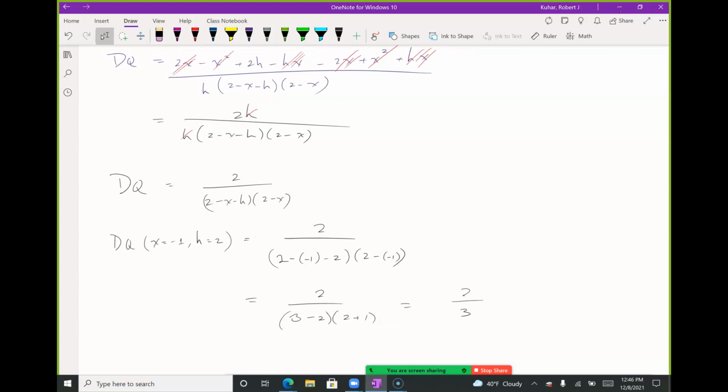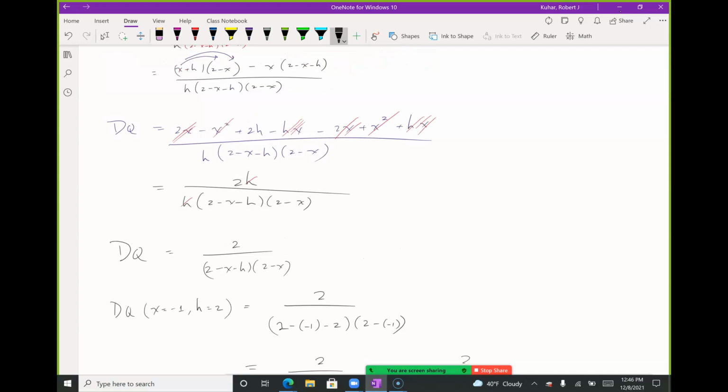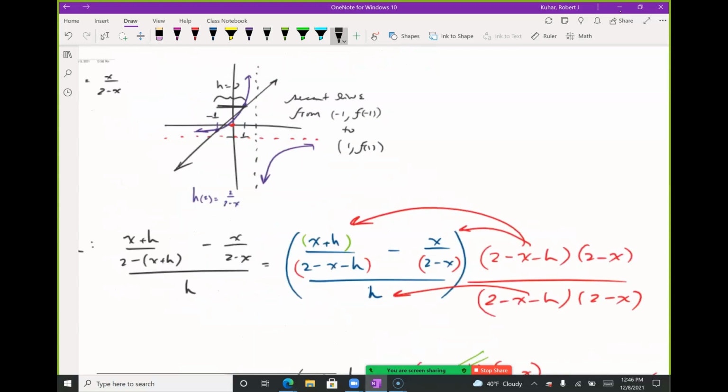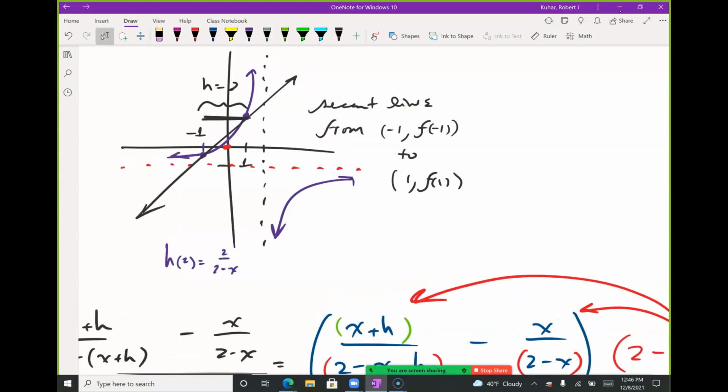Did I do something wrong? Oh, h is 2. Sorry. Yeah, I did something wrong, right? How do we find h again? Do we just count from the graph? It's always the distance between the x's. My first x is -1, my second x is +1, the distance between is 2. Right, I've got to take 2 steps on the x-axis.